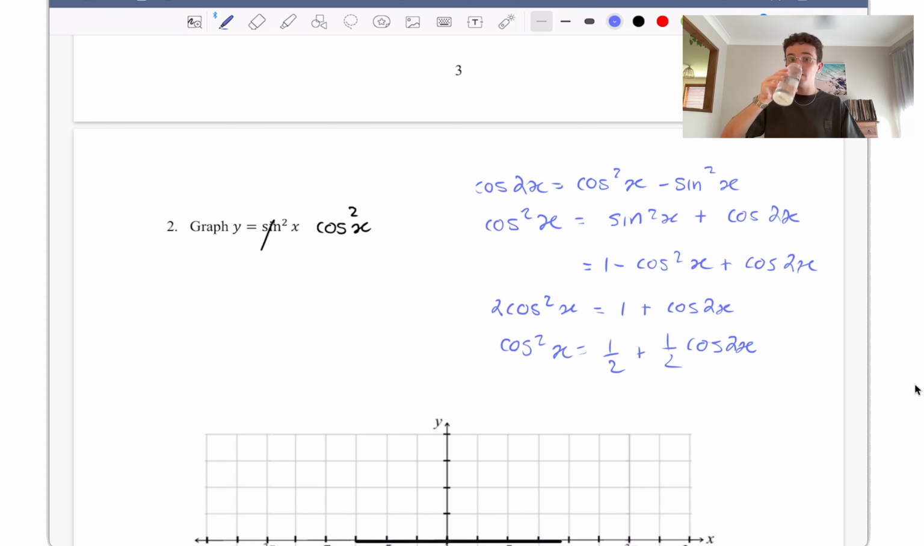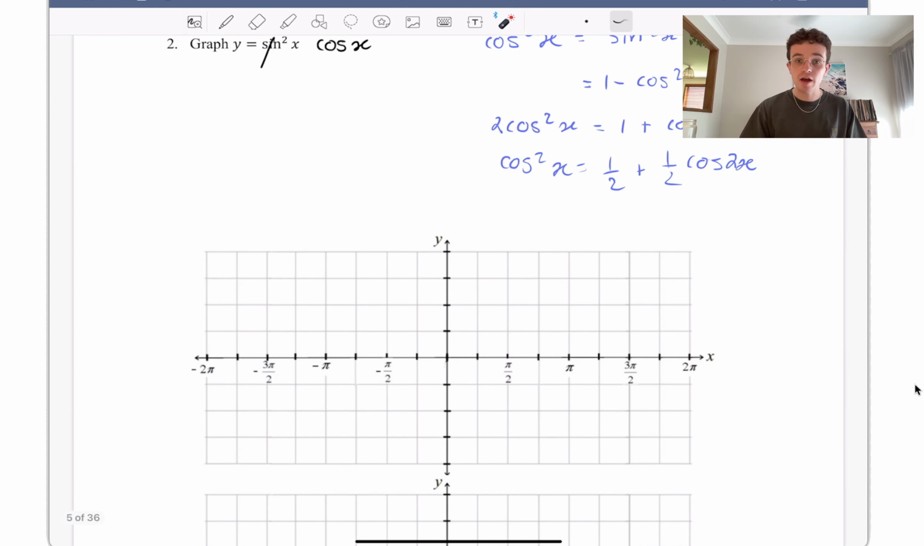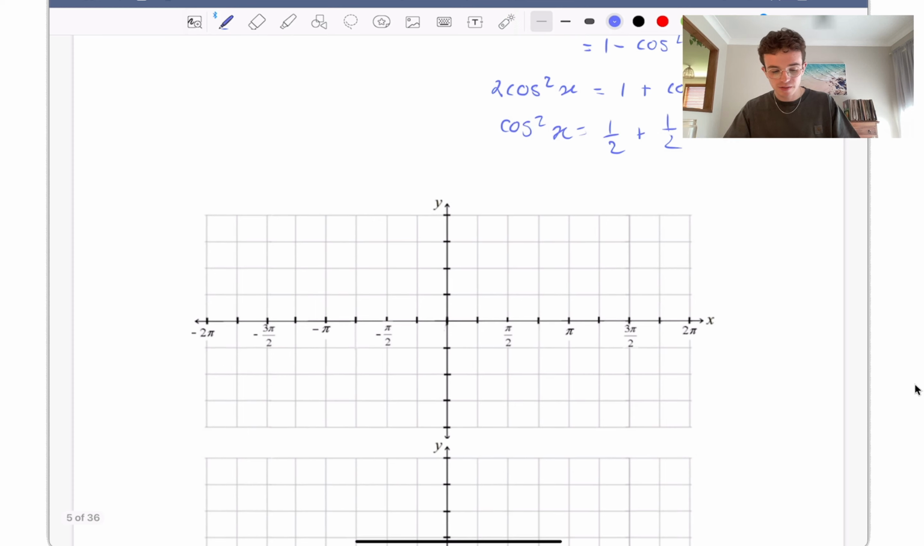So cos squared of x is very similar. We can see the derivation of cos squared of x is very similar to the derivation of sine squared of x, except we've now got a plus here instead of a minus. Let's have a go at graphing that. So it's going to be very, very similar, except there's a plus here, which means there's only going to be one less step. But let's just start from the beginning.